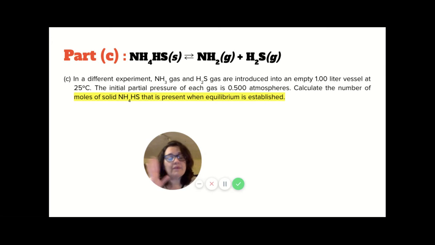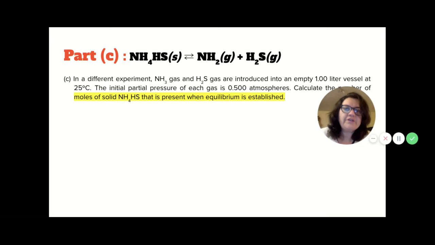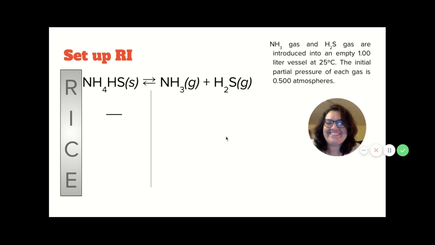And I know how to set up my information in a way that will be useful. So set up your RICE table. Write down your initial conditions. And meet me in the next slide. Okay, so 0.5 and 0.5. That's it.